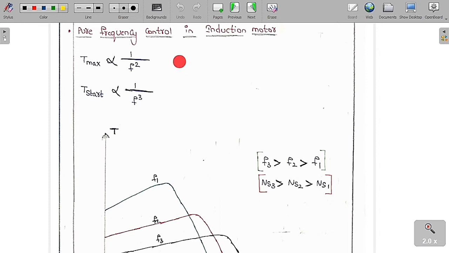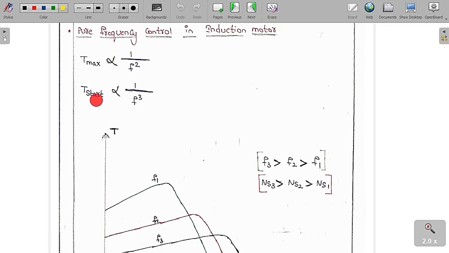It's a pure frequency control. So the Tmax formula, what I have already told you, is 3 into 60 by 2 pi ns into V2 square by 2 into x2. In ns there is one frequency f. In x2 also there is one frequency f. So f into f is called f square. So 1 by f square. Therefore Tmax is inversely proportional to 1 by f square.